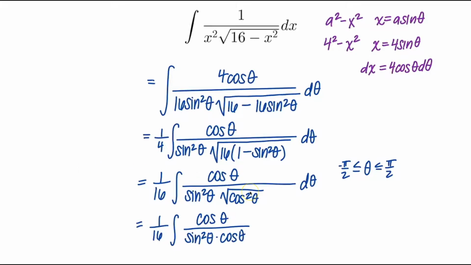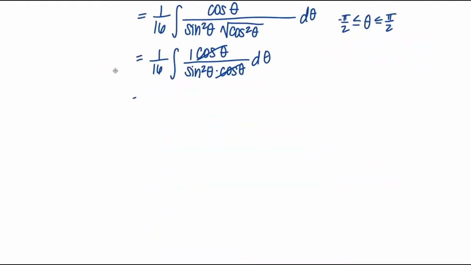The square root and the squared cancel, which is often why we try trig sub when we see these types of expression underneath radicals. And then we still have that d theta. So now cosine theta divided by cosine theta is 1. And now I have more space, so let's go ahead and write 1 over 16. The integral of 1 over sine squared theta is cosecant squared theta d theta. Now, the antiderivative of cosecant squared theta is negative cotangent theta. So we have negative 1 over 16 cotangent theta plus c.